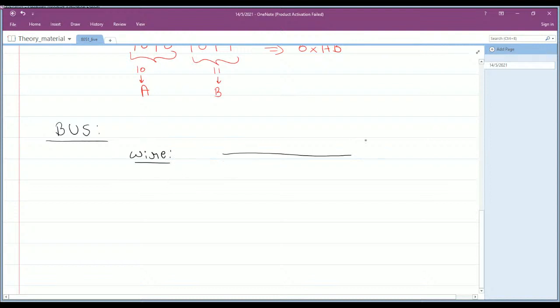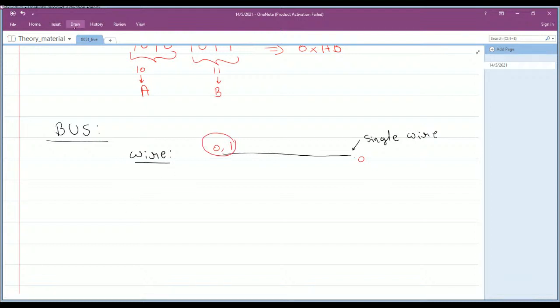Now if we have a single wire, this single wire can have only two states, either 0 or 1. If we apply 0 here, at this location we will get 0. If we apply 1 here, we will get 1 here. So this single wire can carry only these two bits of information.